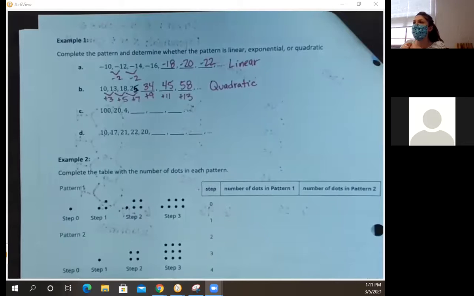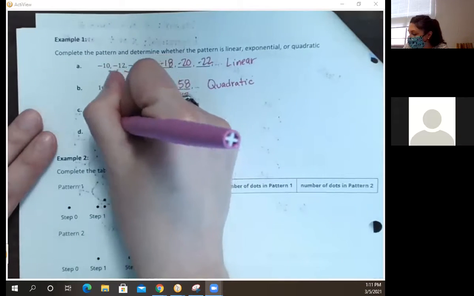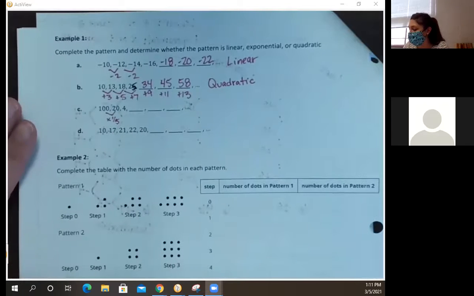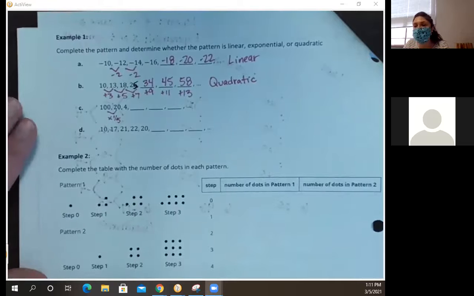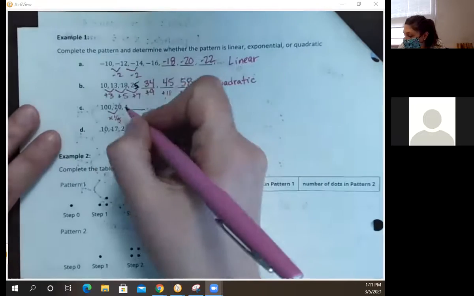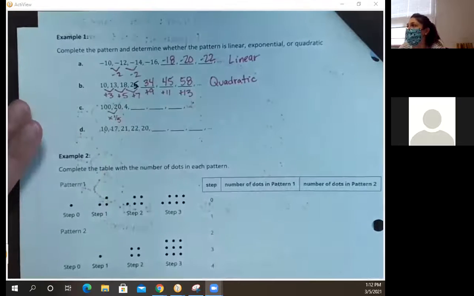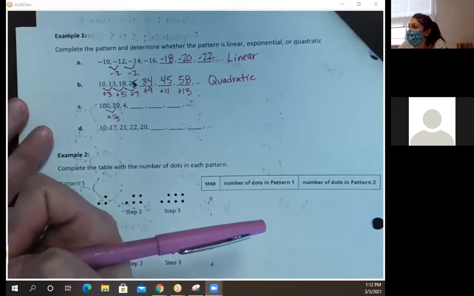What's our pattern for C? We're dividing by 5 each time. When we were writing exponential functions, we always had to write it as multiplying by something. So for our exponential functions, we just finished that unit, we would think about it as multiplying by 1/5. But since I'm just asking you to continue the pattern, dividing by 5 works just fine too. So 100 divided by 5 gives us 20. 20 divided by 5 gives us 4. I'm not going to get whole numbers for the rest of our terms, but that's okay.